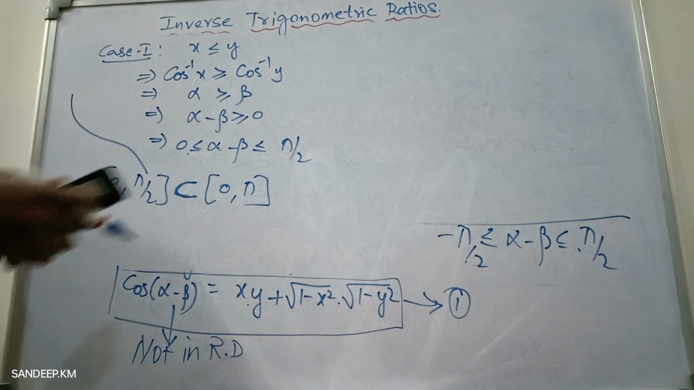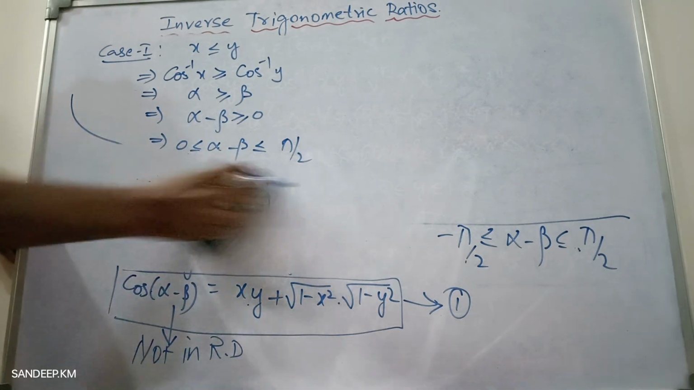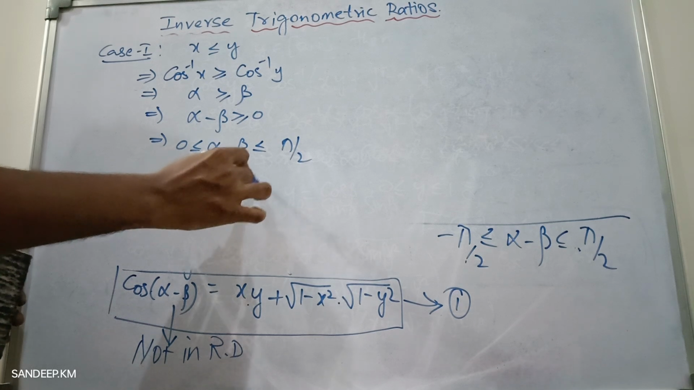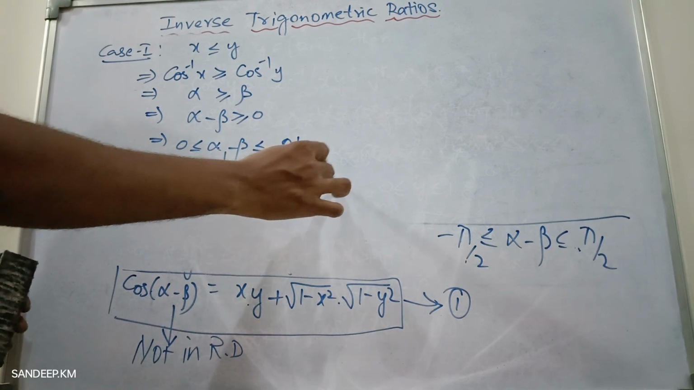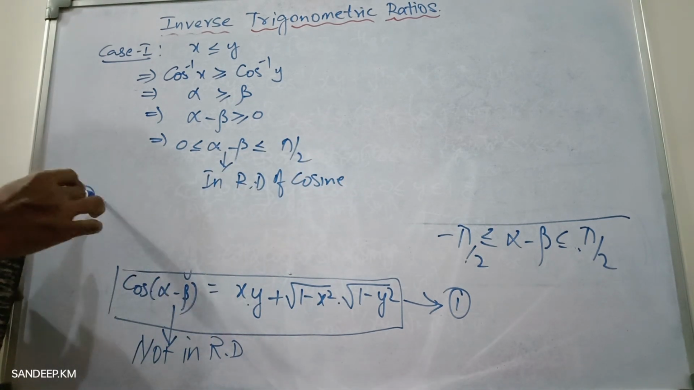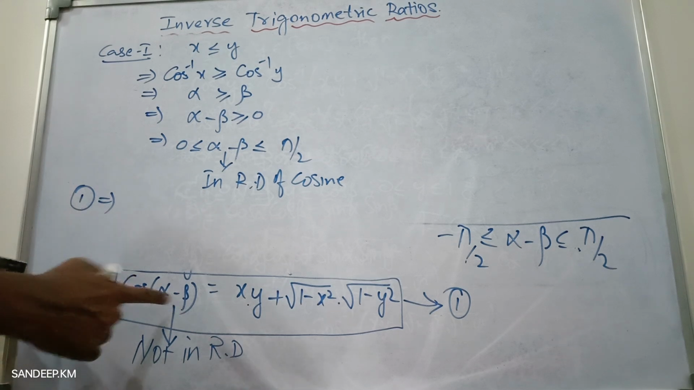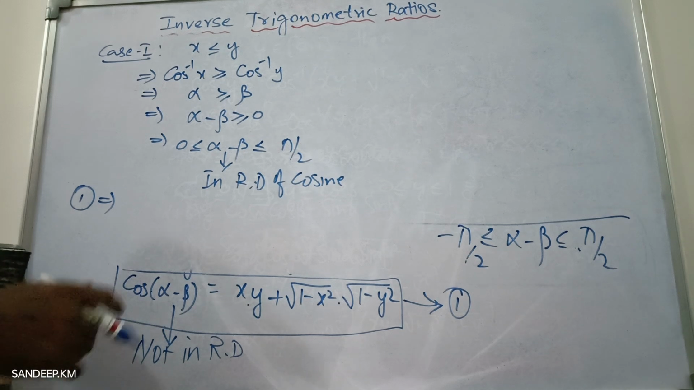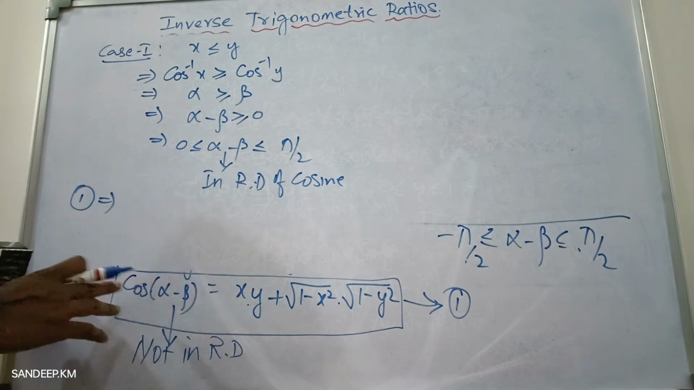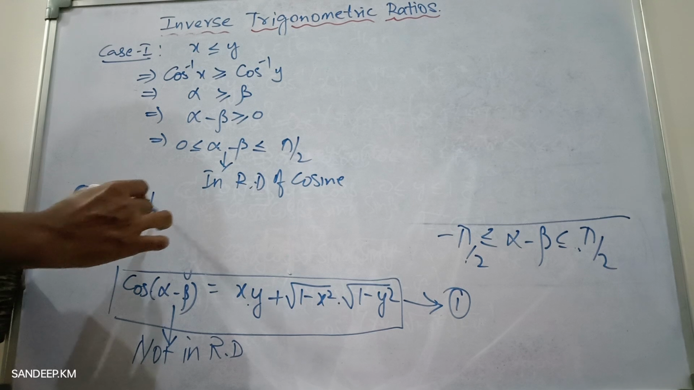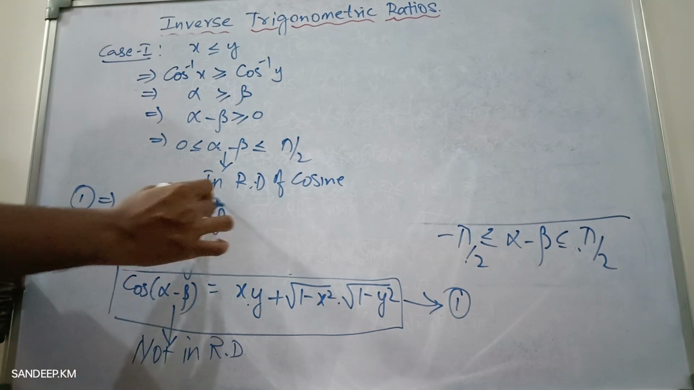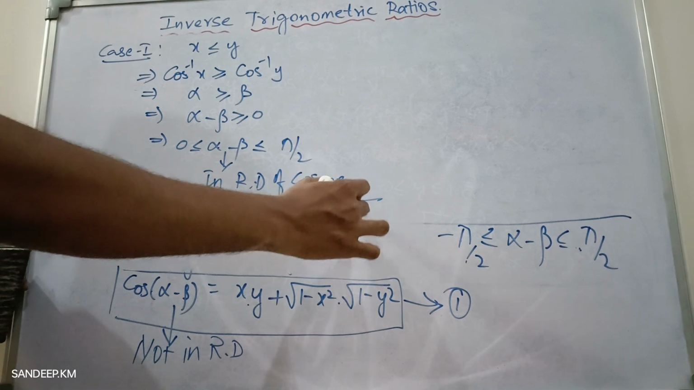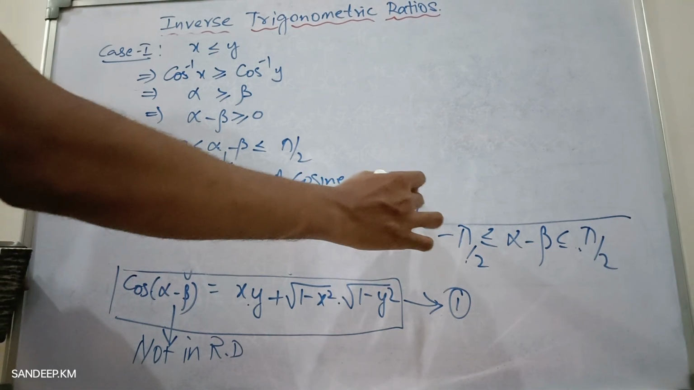Now alpha minus beta is in the restricted domain of cosine function. So what happens to the first equation? Now alpha minus beta is in restricted domain. We can say cos goes to the right side, it will become cos inverse. And if you are not familiar with it, you can apply cos inverse on both sides. Cos inverse of cos of alpha minus beta is equal to cos inverse of xy plus root of 1 minus x square into root of 1 minus y square.